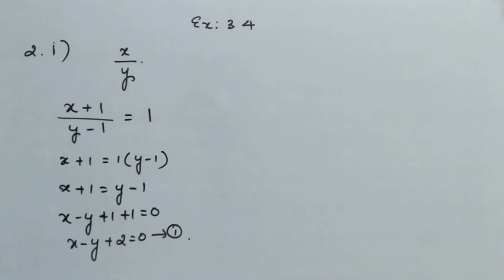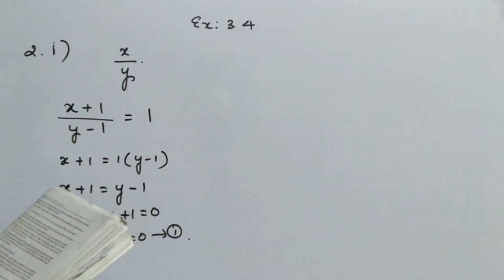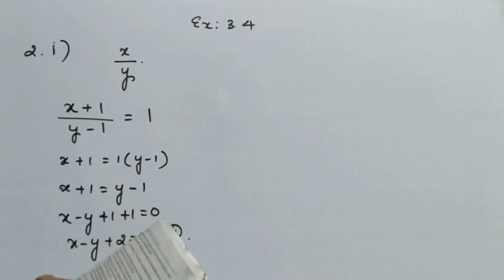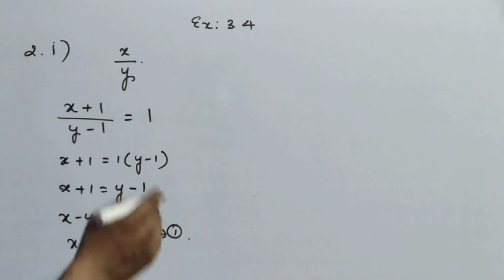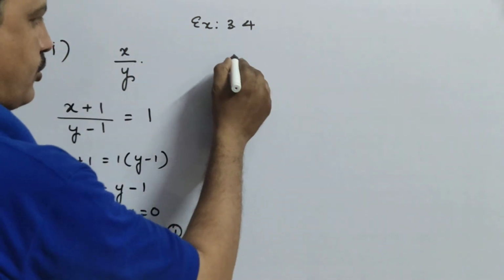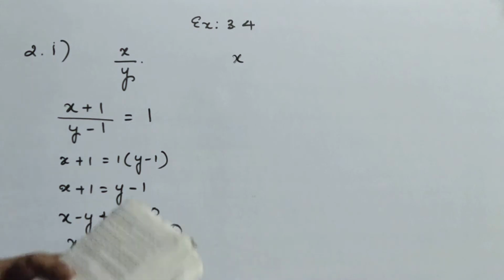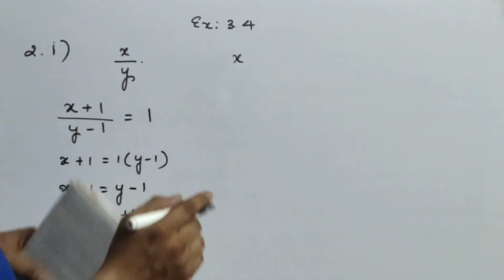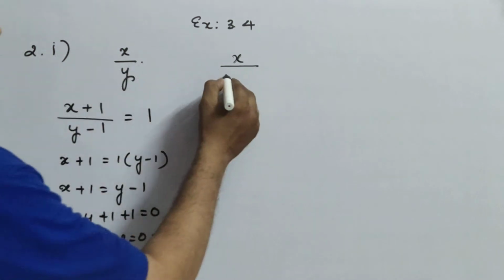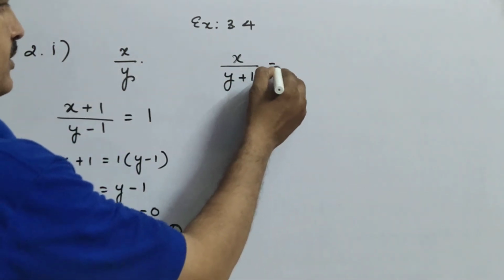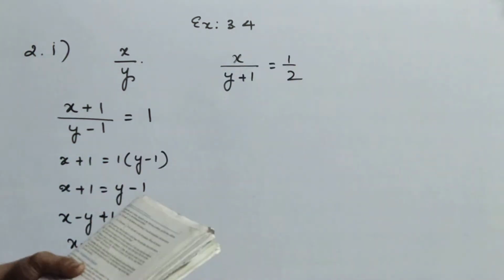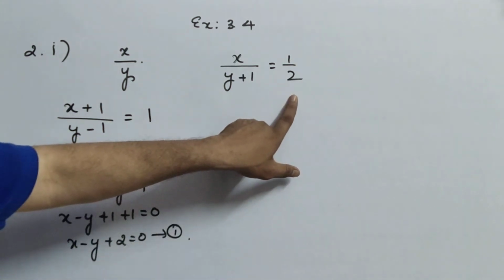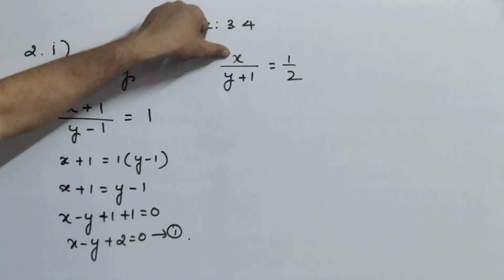Next, coming to the second condition, the fraction becomes 1 by 2 if you only add 1 to the denominator, that means he did not touch the numerator. So you can write the numerator as x only, but for the denominator he added 1, that means y plus 1. Then the fraction is nothing but 1 by 2. He has given very clearly. There is no change in the numerator, but the denominator he added 1.